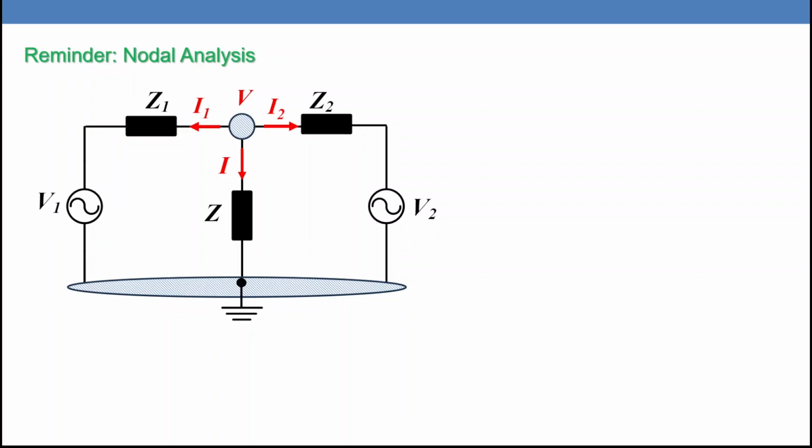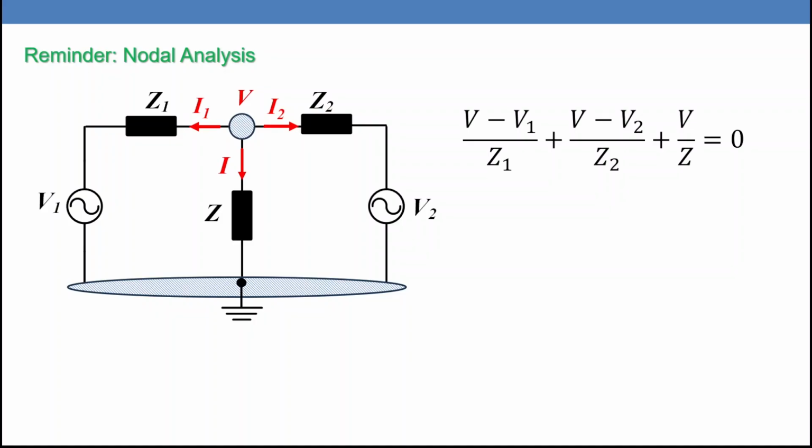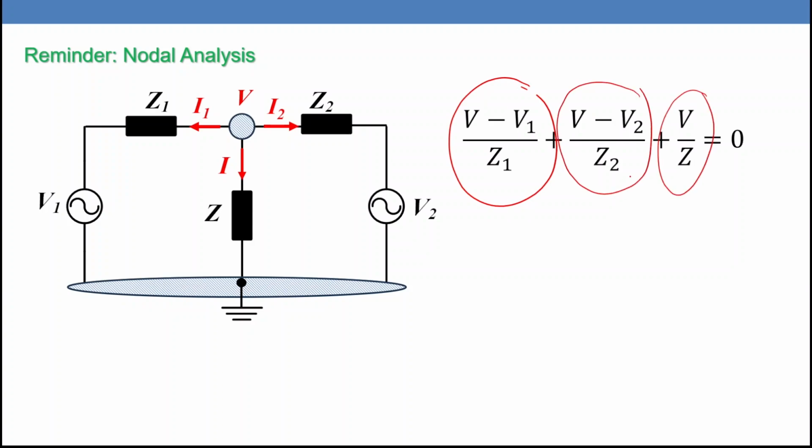So we are going to apply Kirchhoff's current law, where the potential V is the highest potential in this circuit. This is our assumption. So I1 plus I2 plus I should equal 0. So let's apply this in the equation. How to calculate I1? I1 is V minus V1 over Z1. So what's I2? V minus V2 over Z2. What's I? V over Z. So I1 plus I2 plus I should equal 0. Once you solve this equation, you are going to find V. Once you know V, you can calculate the current I.